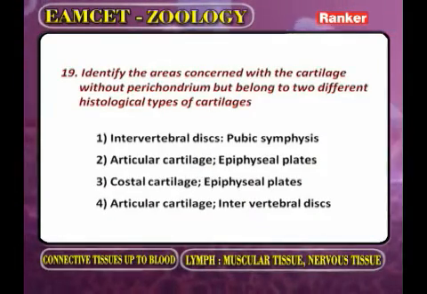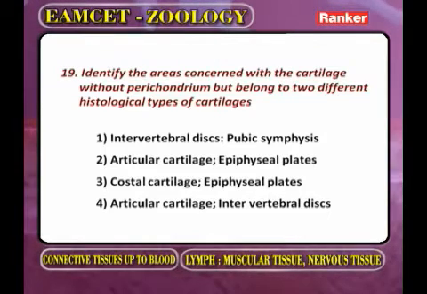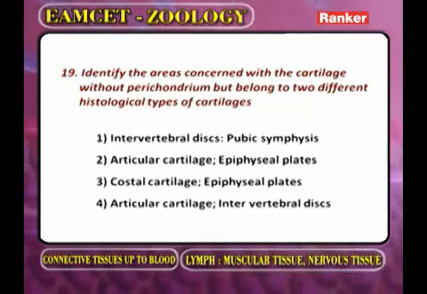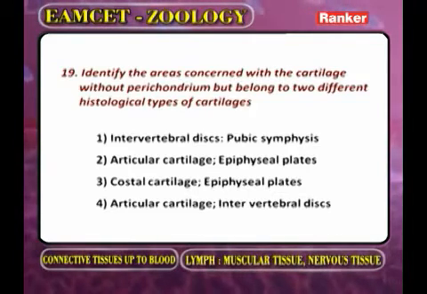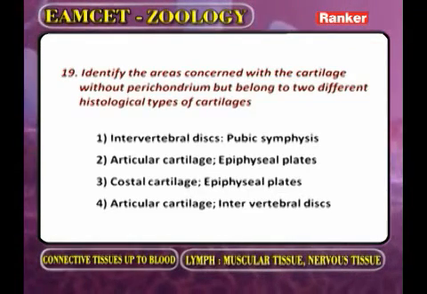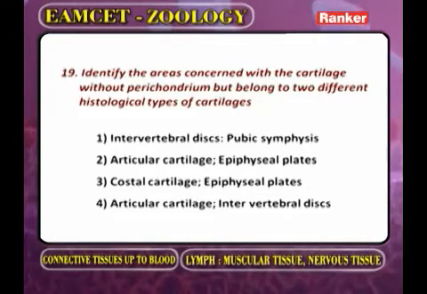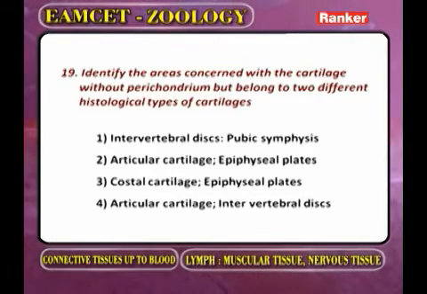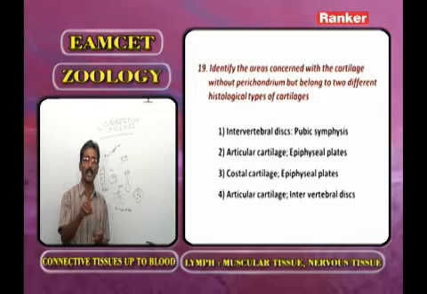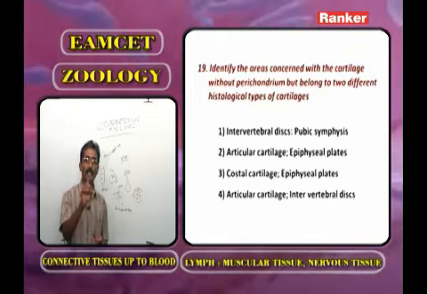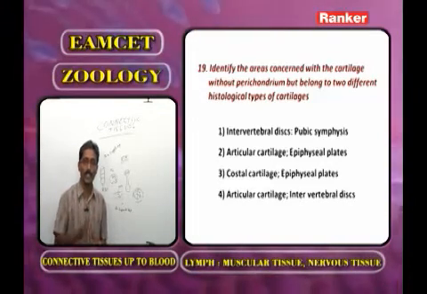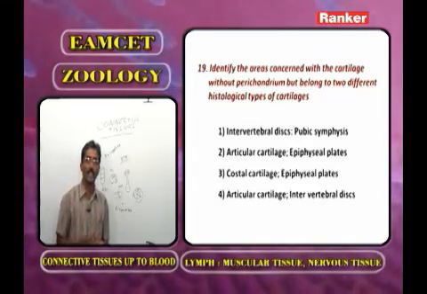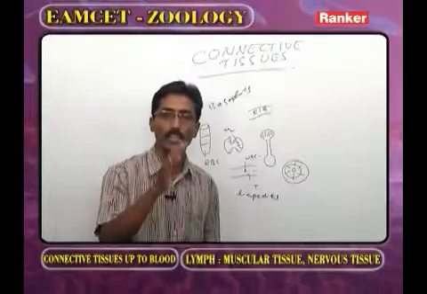Identify the areas concerned with the cartilage without perichondrium but belonging to two different histological types of cartilages. Now you carefully read the question. Identify the areas concerned with the cartilage without perichondrium. Now I am giving the hints for this question. As we observe the cartilage, one we call hyaline cartilage. In the hyaline cartilage, one example we call costal cartilage. Another example is epiphyseal plates. And the next example we call articular cartilage.